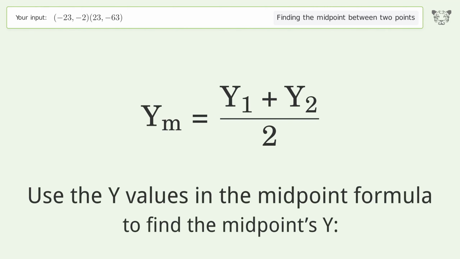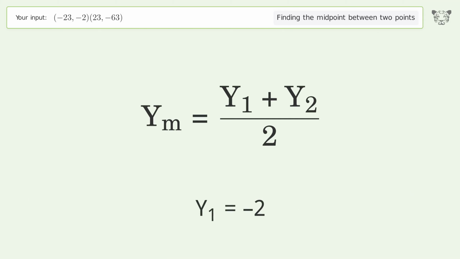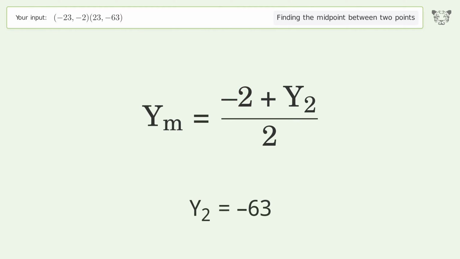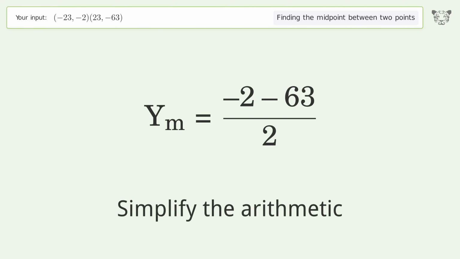Use the y values in the midpoint formula to find the midpoint's y. y1 equals -2. y2 equals -63. Simplify the arithmetic.